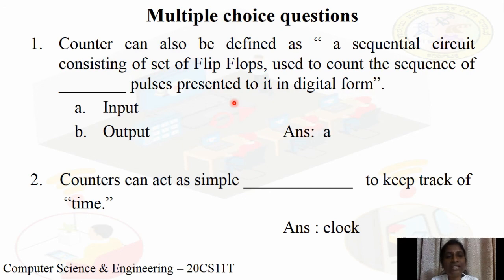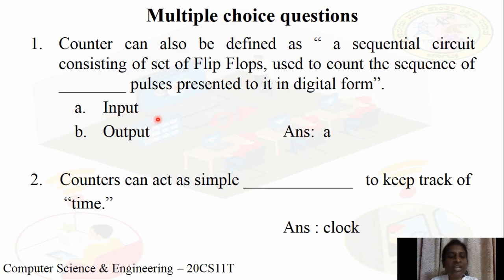The first question is: the counter can also be defined as a sequential circuit consisting of a set of flip-flops used to count the sequence of dash pulses presented in the digital form. Here the question is what type of pulses it is counting, and they will specify the answers as multiple choice, like A is input, B is output. Let us recall the counter definition. A counter is used to count the input clock pulses that we present in the digital form. So the answer for this question is input.